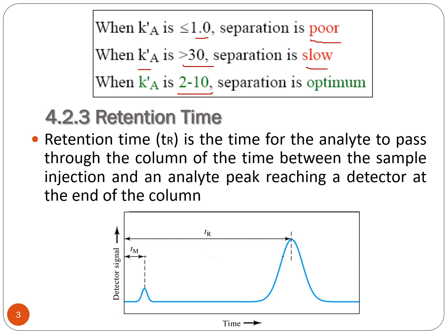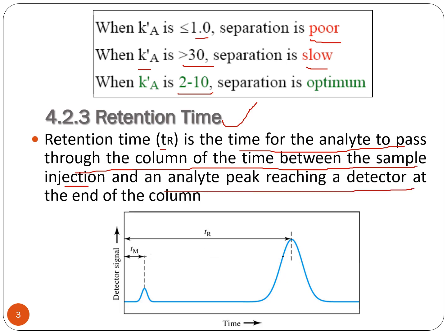Okay, so from the formula just now, what is the retention time? Retention time, or tR, is the time for the analyte to pass through the column, the time between the sample injection and the analyte peak reaching a detector at the end of the column. So the time from when it is injected, time 0, until it goes through the column, is eluted and forms this peak. Okay, so this is the retention time for the component.